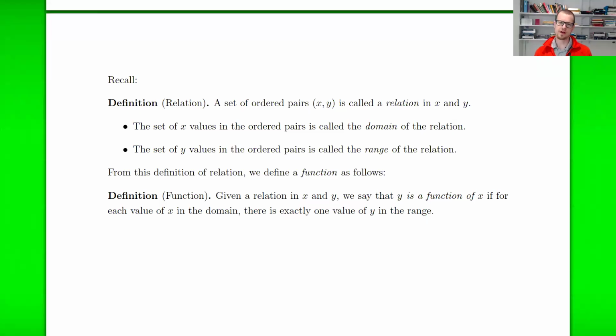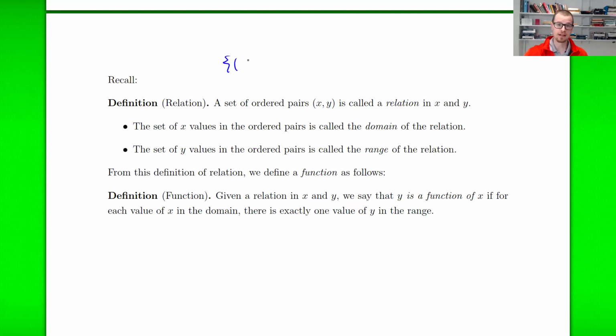Welcome. We want to talk about functions, but before we do that, let's recall the definition of a relation. So a relation is a set of ordered pairs x comma y, where all of the x values in the ordered pairs is called the domain, and all of the y values is called the range. So a relation is just a collection of ordered pairs.